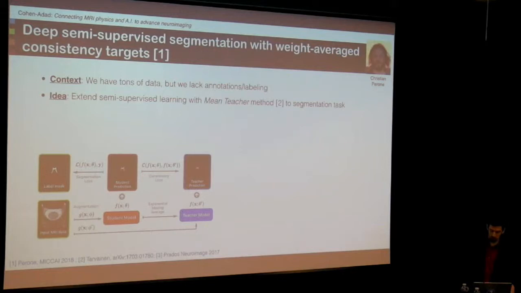For the teacher model, the weights of the model are obtained by averaging the weights of the student model that were obtained through the previous trainings.